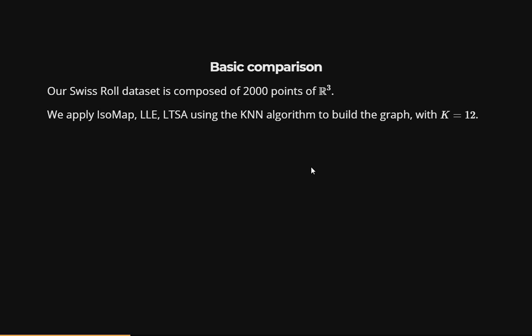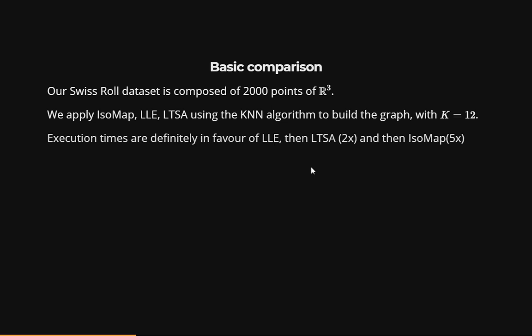So there will be no holes due to poor sampling, at least at some scale, or due to the opposite, too much connectivity. If you pick K too high, weird things can happen to the geometry of the graph. You can try that also. Anyway, execution times are definitely in favor of LLE, then LTSA, then IsoMap. And more or less, LTSA is twice as slow, and IsoMap is 5 times as slow as LLE, the locally linear embedding.